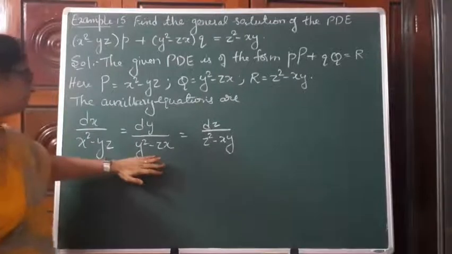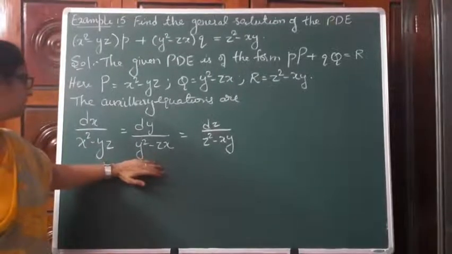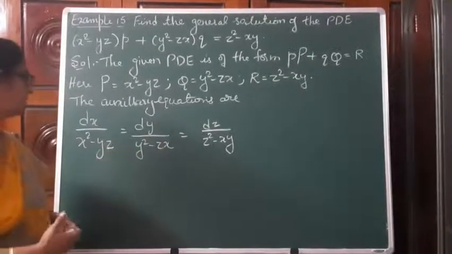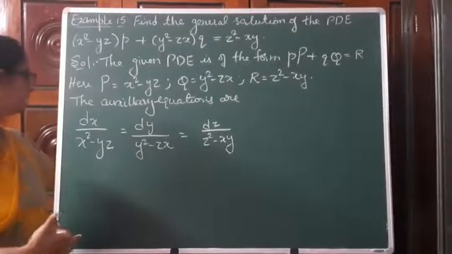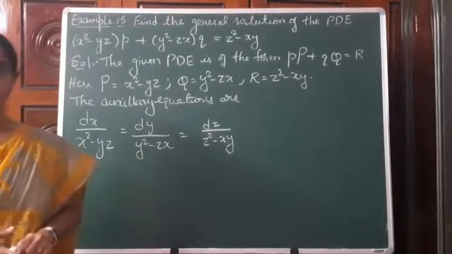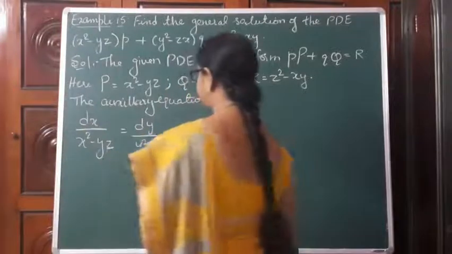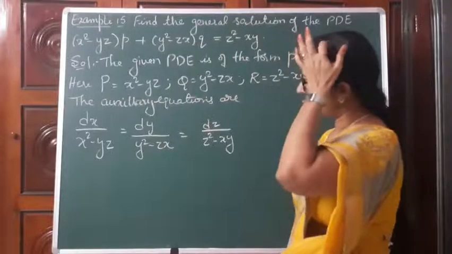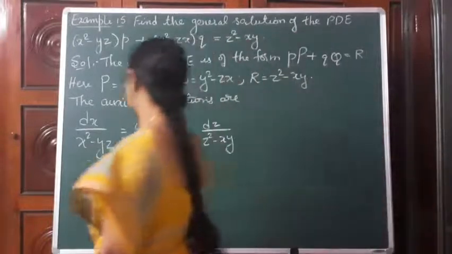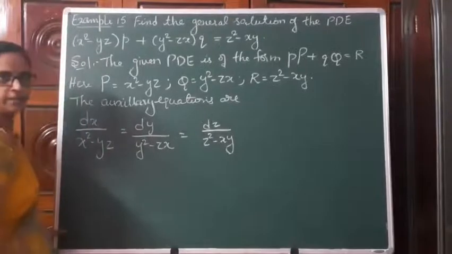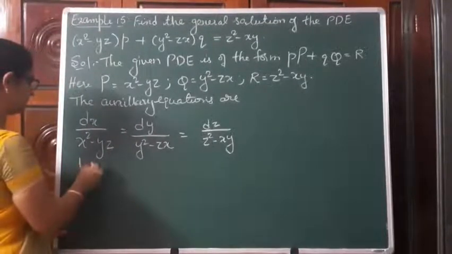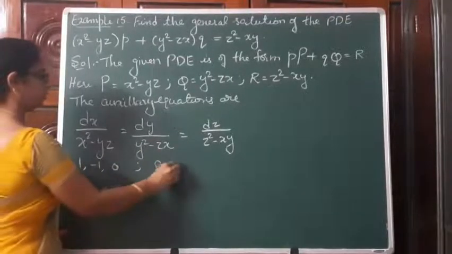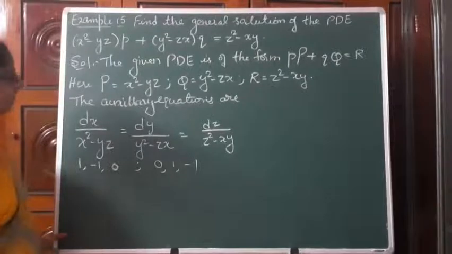Now from the terms in the auxiliary equations, we'll group the terms or use multipliers whenever necessary to find two independent solutions, U of xyz equal to C1 and V of xyz equal to C2. We cannot directly group the terms here. So in this particular problem, we consider 1 into dx minus 1 into dy. That is, we take the multipliers 1, minus 1, 0 as one set and 0, 1, minus 1 as the other set. Then what do we get?